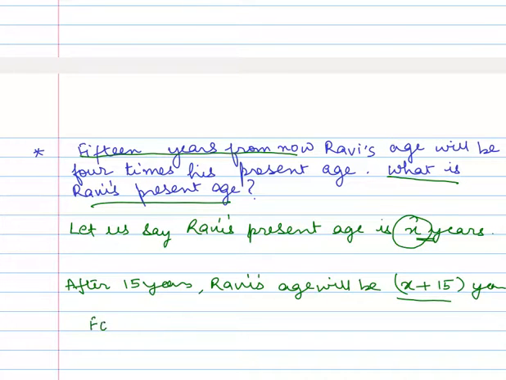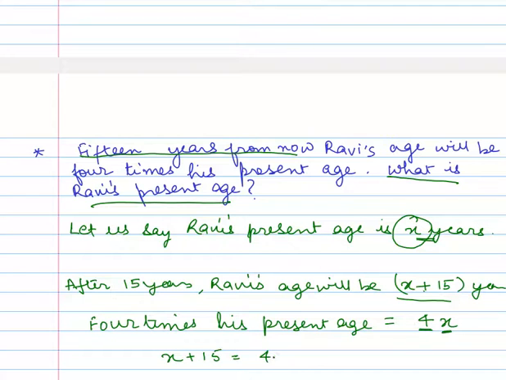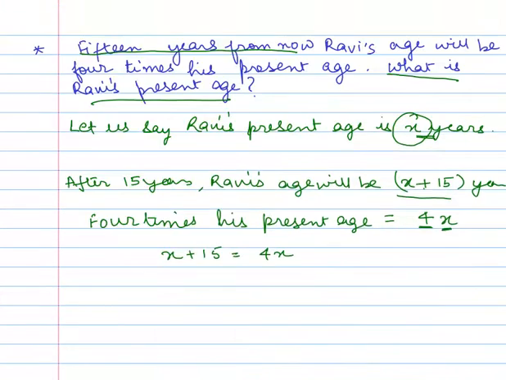So 4 times his present age will be, present age is x. 4 times the present age will be 4x. This is the present age. 4 times his present age is 4x. Now 15 years from now, this age is 4 times this age. That means x plus 15 is 4x. It is saying this age is equal to 4 times this age, right? So we have formed the equation.